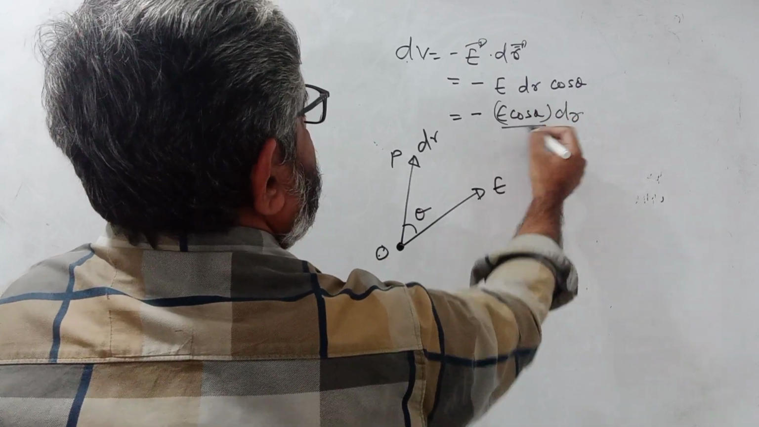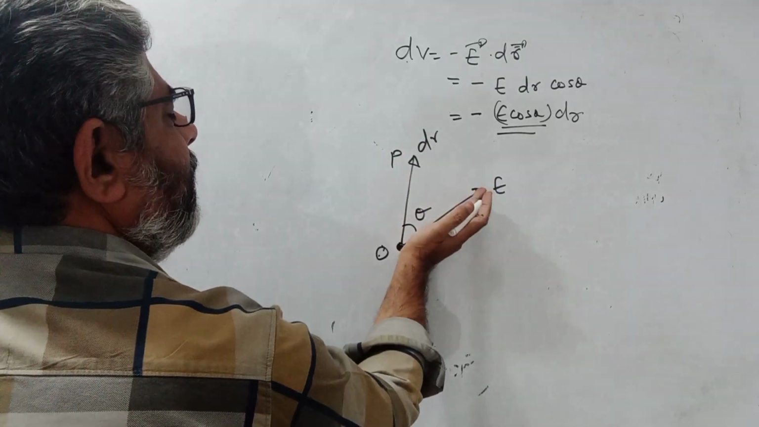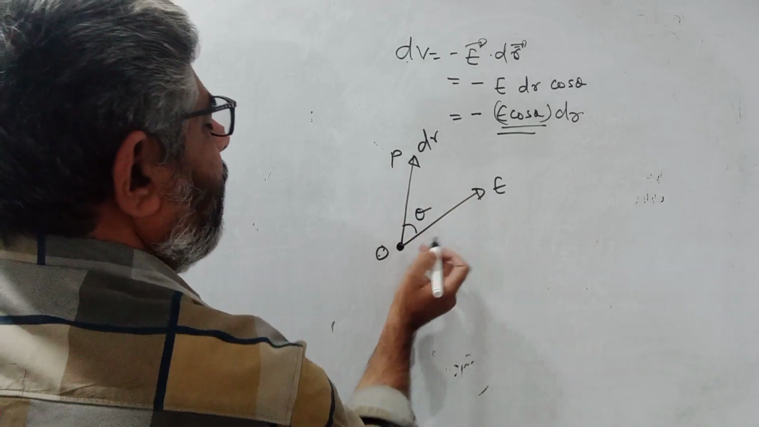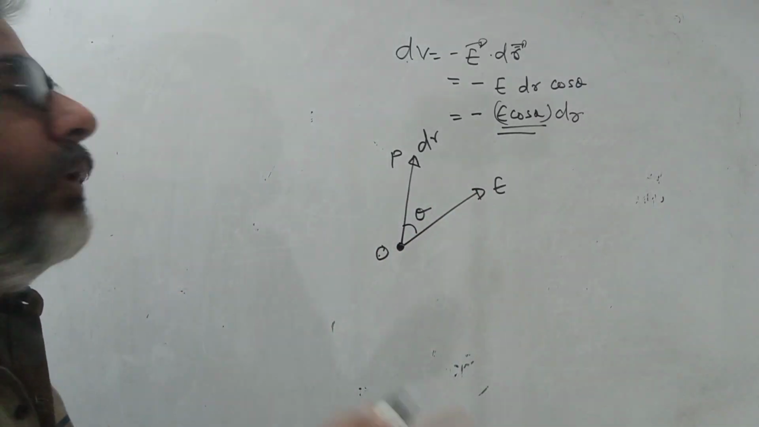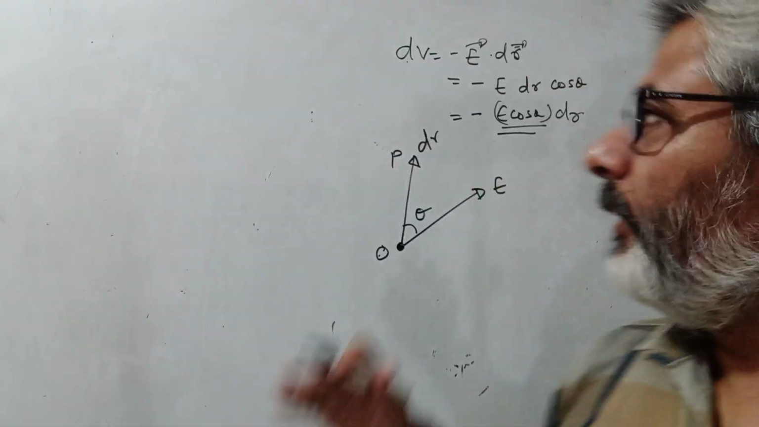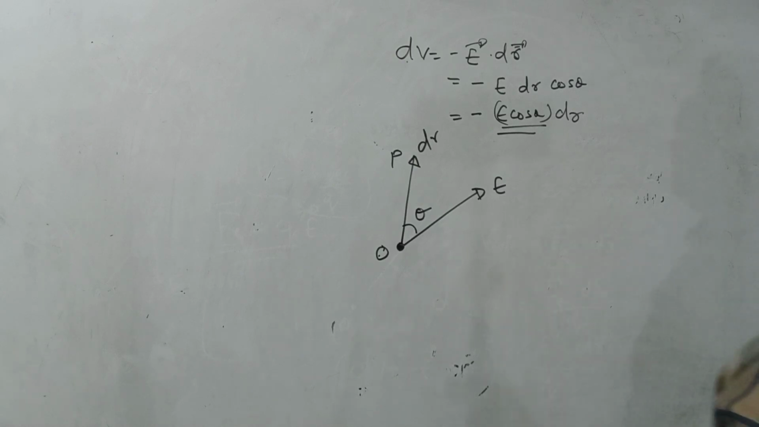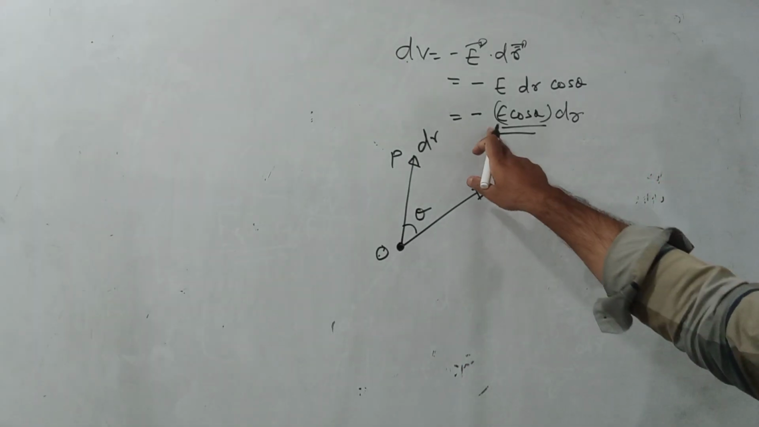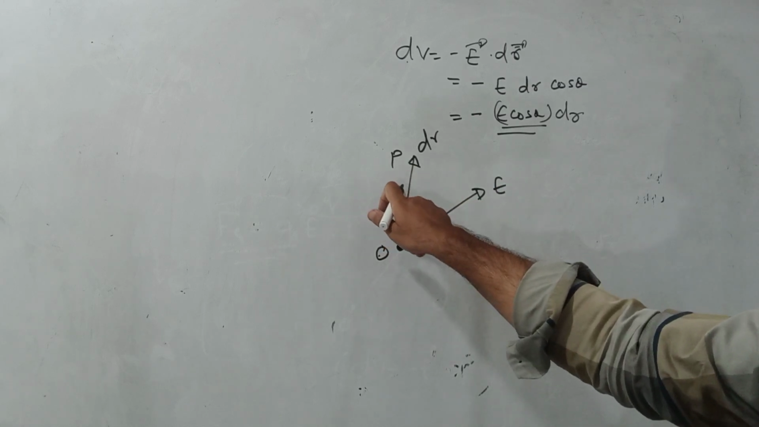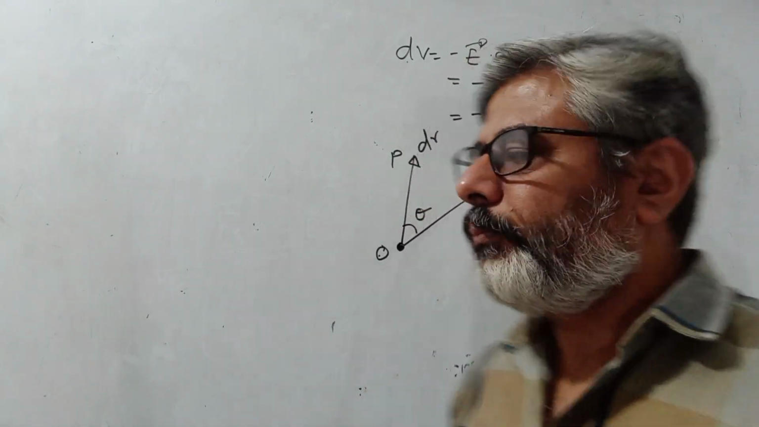And you know what this E cos theta is, it is the component of electric field in this direction. One component will be E cos theta in the direction of dr and the other will be E sin theta perpendicular to dr. So very simply, if someone asks you what the relation is, you can say that potential difference between 2 points is equal to negative of the component of electric field in any direction multiplied with the small distance in that direction.